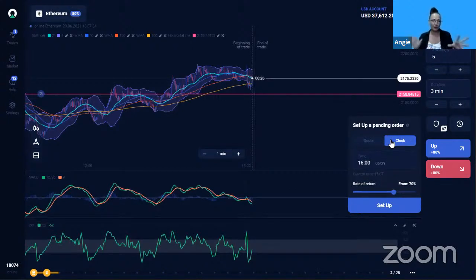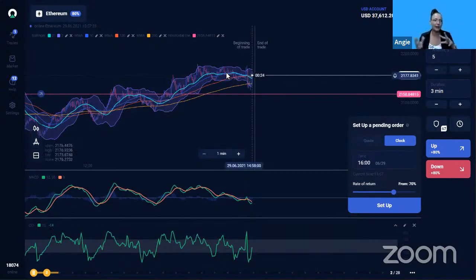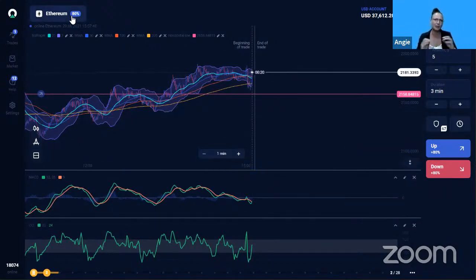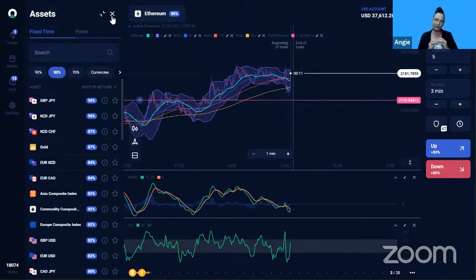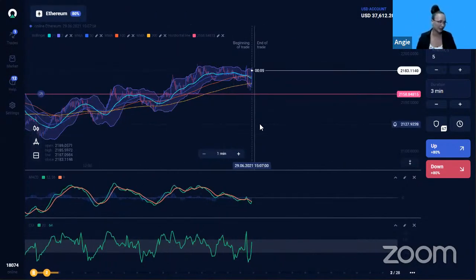And one more thing, the rate of return that we adjusted to 70%, you may have noticed that on the platform, sometimes the rate of return changes and sometimes it drops to like 30%. It may not be so profitable, and therefore this is why you want to adjust it, because when the time comes and it's at 30%, you may not want it to open. So that's why we changed it. Absolutely, pending orders are very, very convenient to use.